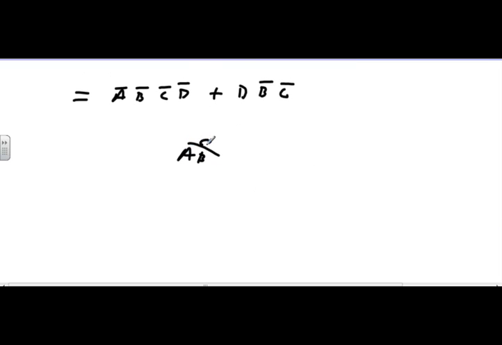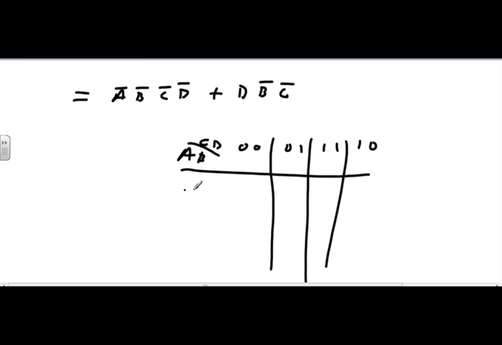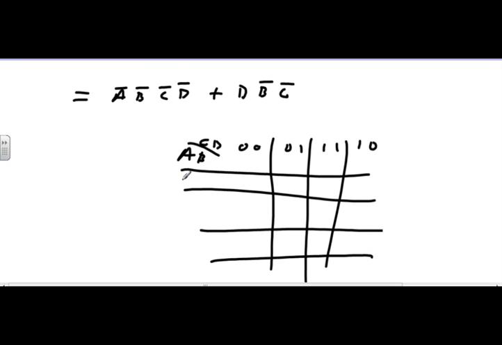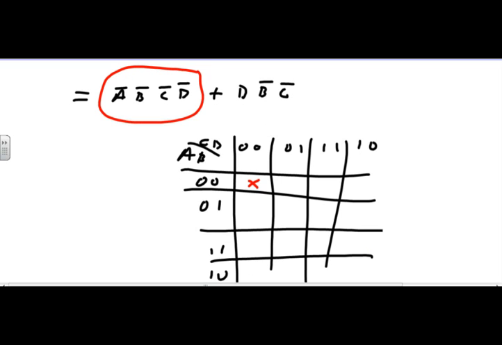A, B, C, D, 0, 0, 0, 1, 1, 1, 1, 0. 0, 0, 0, 1, 1, 1, 1, 0. A, B, C, D knotted. Boom. Right there. D, so that's this entire row. B naught, C naught, B naught, D.